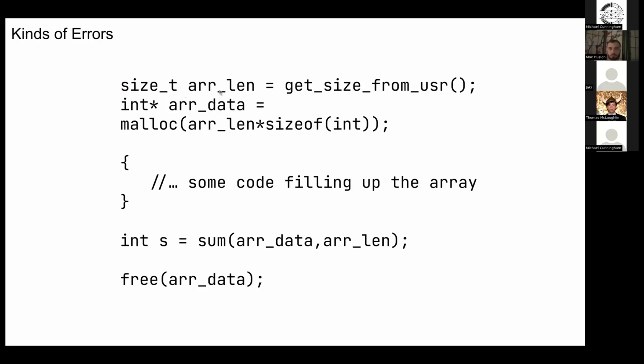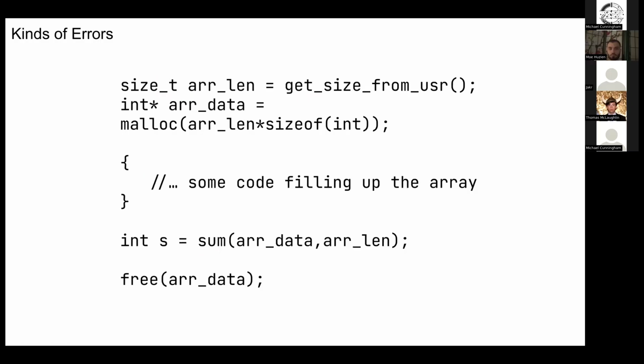We have an array length and array data. These two variables together make an array of a certain size. We get a size from the user, then we allocate that amount of integers and get a pointer to that data. So on the stack we have the size of our array and a pointer to the data of that array. We can do some stuff with that array, and we might even call a function, let's say sum, which takes the data and the length of the array, sums up all the integers, and puts the result on the stack.